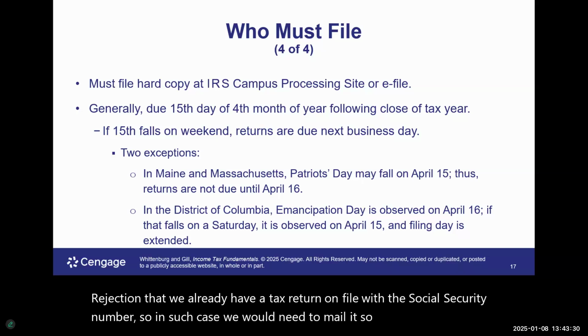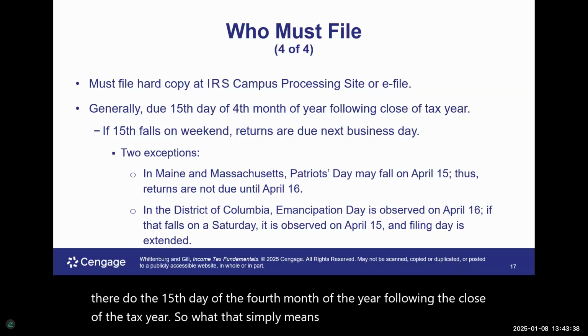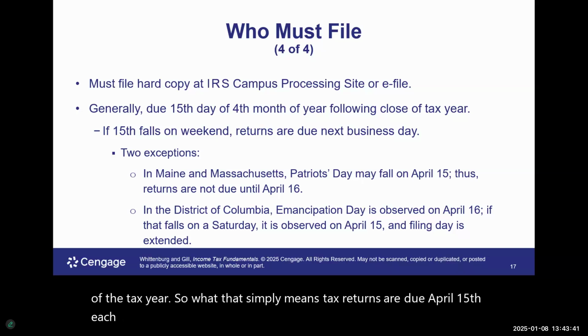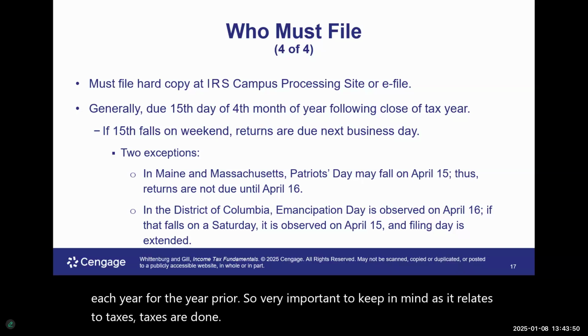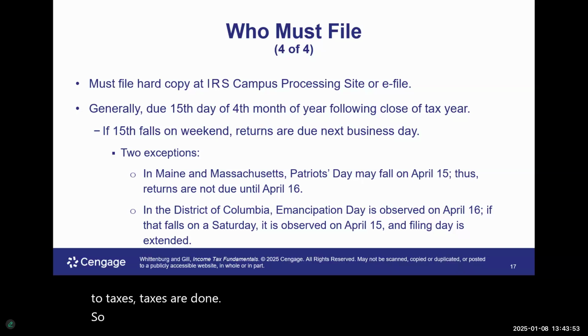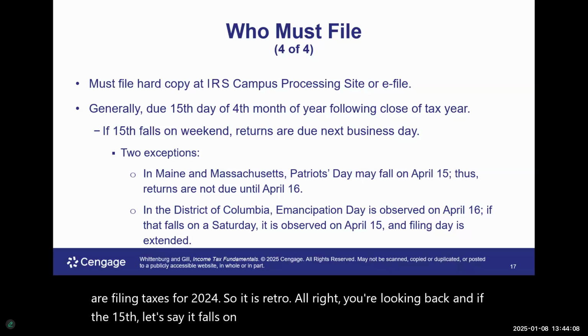So generally, tax returns are due the 15th day of the 4th month of the year following the close of the tax year. What that simply means is tax returns are due April 15th each year for the year prior. Very important to keep in mind as it relates to taxes: taxes are done retroactively. So if you are in 2026, you are filing taxes for 2025. If you are in 2025, you are filing taxes for 2024. So it is retro. You're looking back. And if the 15th falls on a weekend or a holiday, then the returns are due the next business day.